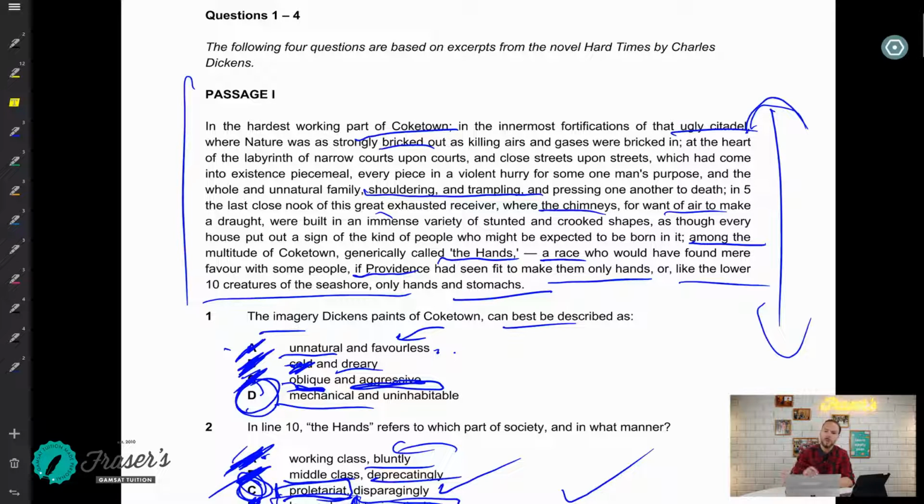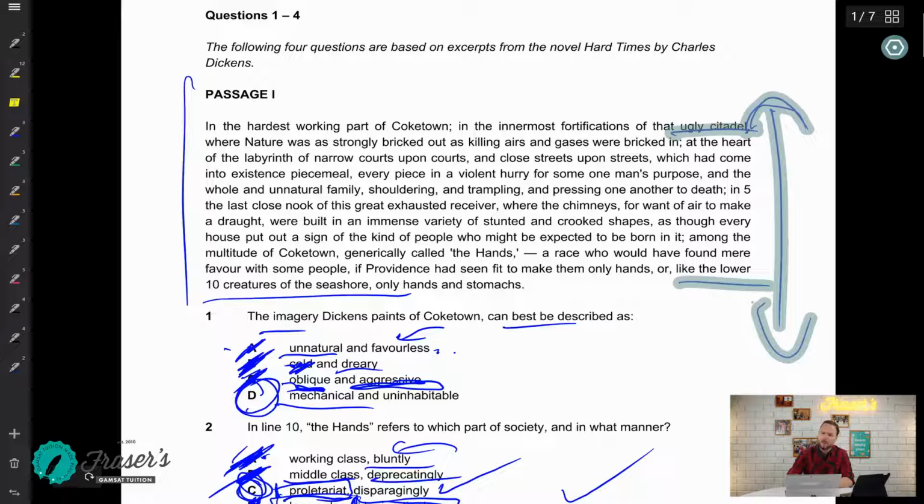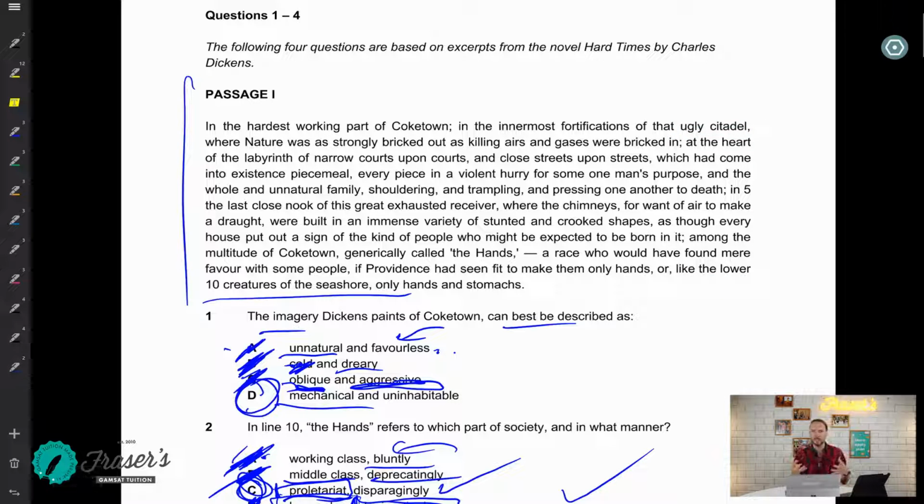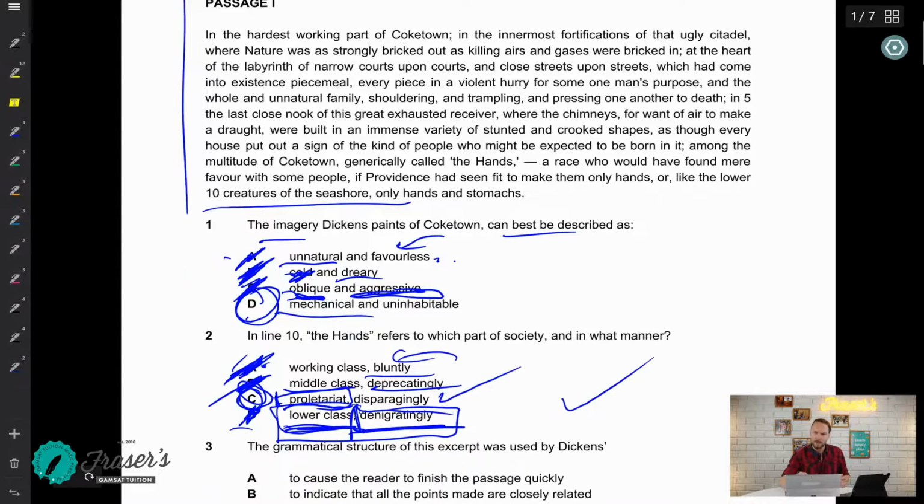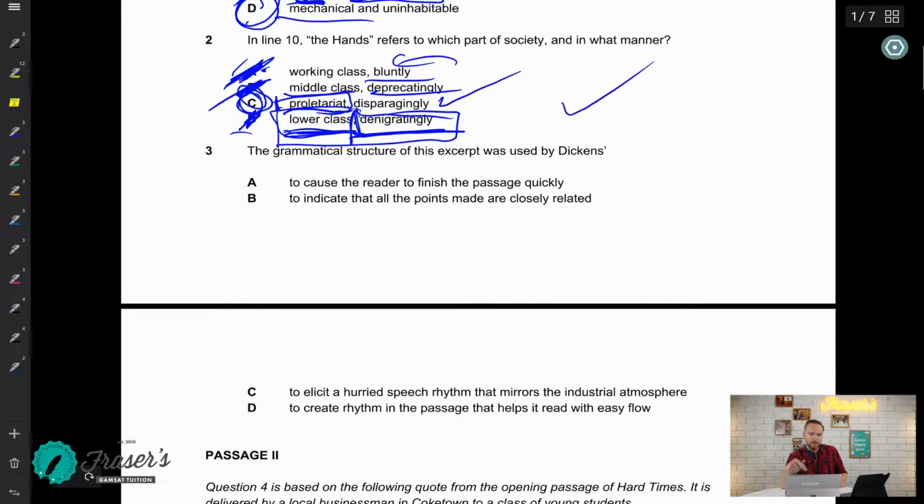Well, we notice that we've got lots of semicolons and colons. We've got very long sentences, almost as if the sentences themselves were mimicking the labyrinthy, maze-like structure of Coketown itself. We've got very few sentences, in fact. I think we've only got one. The whole paragraph is a single sentence. So, what effect does that have? So we have A, to cause the reader to finish the passage quickly.